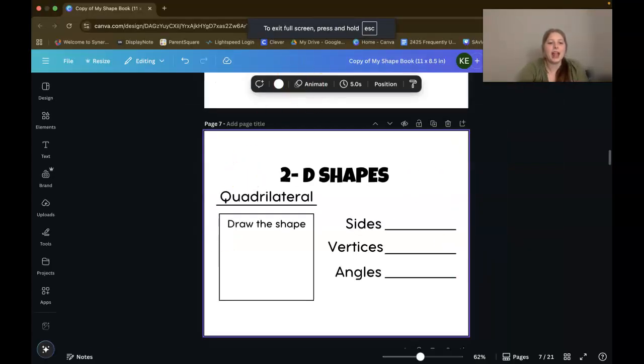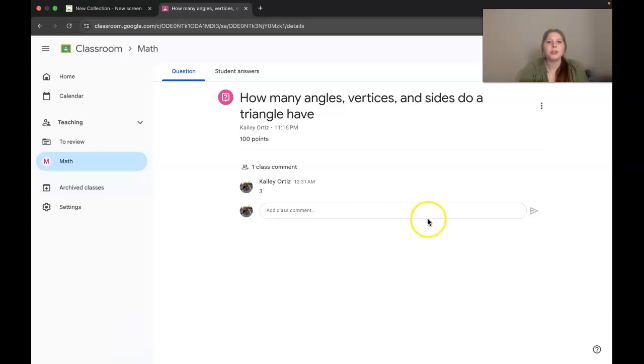Okay, friends, so now I want you to tell me how many angles, vertices, and sides triangles have. I'll give you a couple minutes to work on that. Make sure you type in your response. Once I see you have responded, I'm going to pair you up to talk in groups.